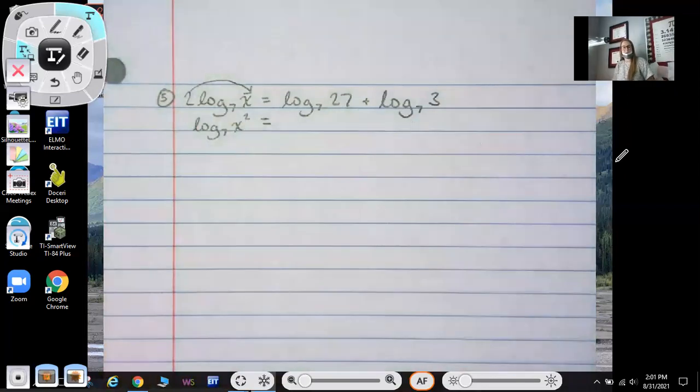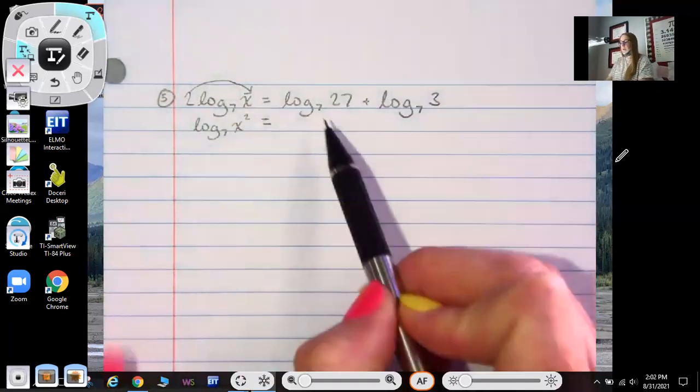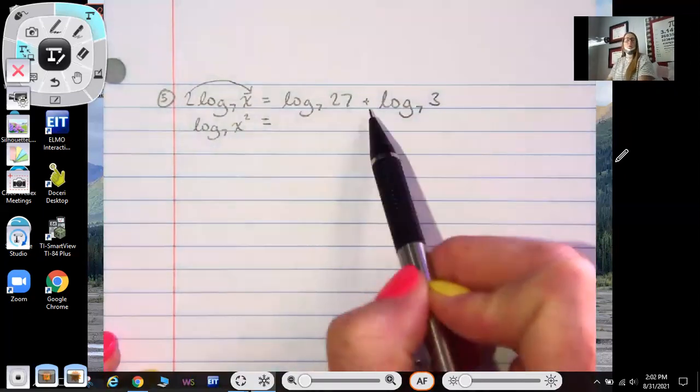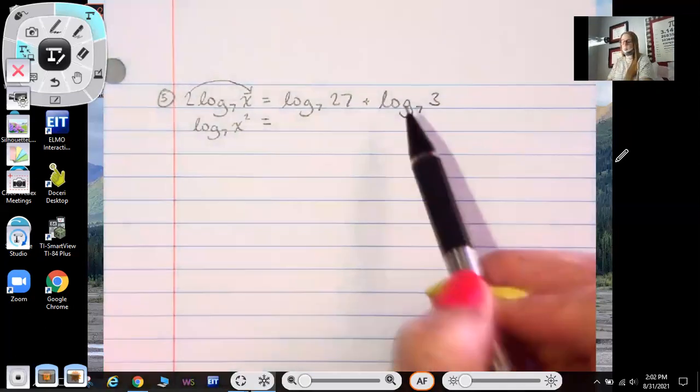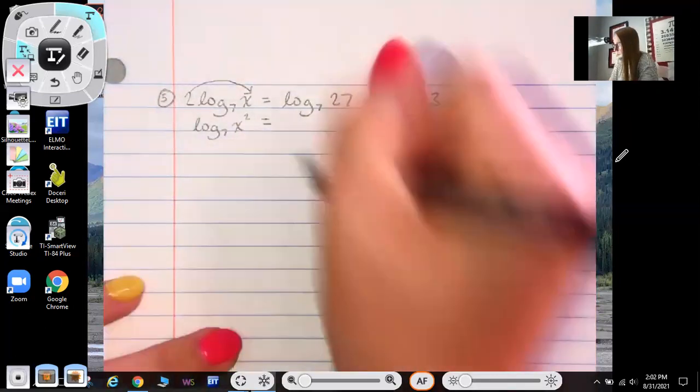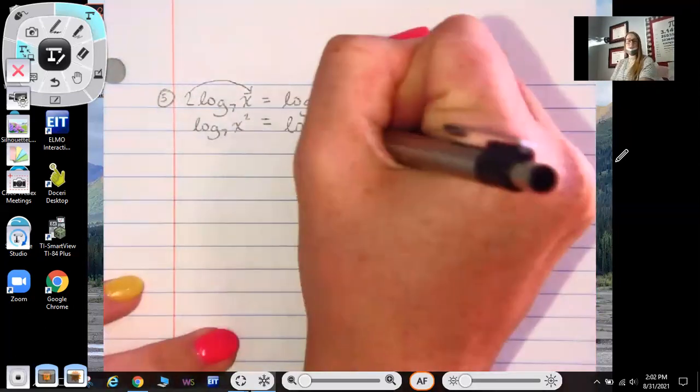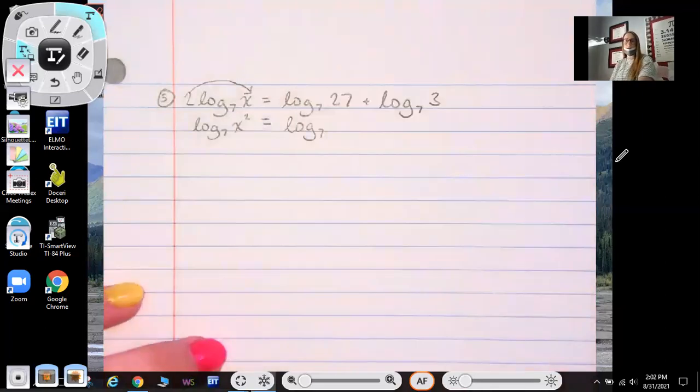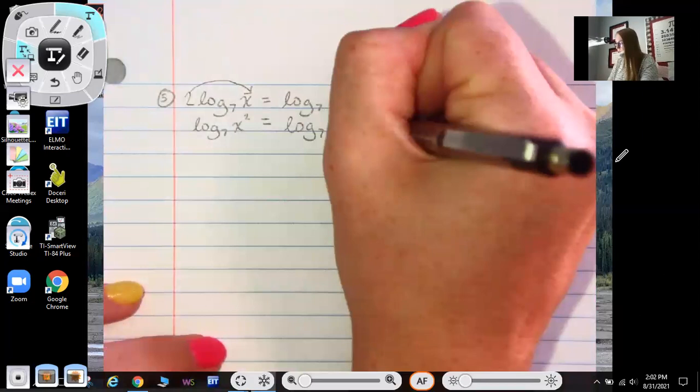On the right side of the equal sign, we have 2 logarithms with the same base that are being added together. We want to rewrite these as one logarithm. So when we do that, the base stays the same. So it's still log base 7, but then instead of adding, we multiply 27 times 3.